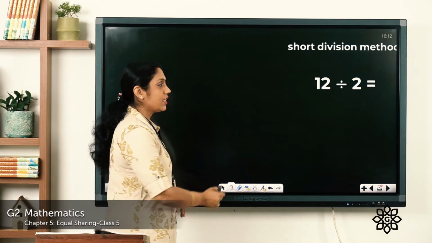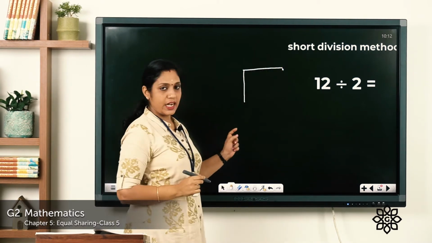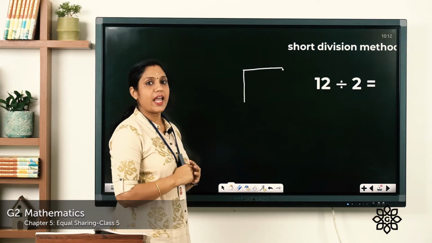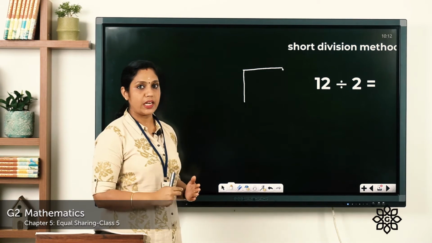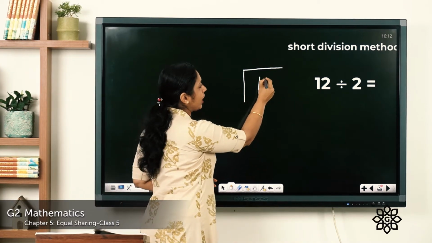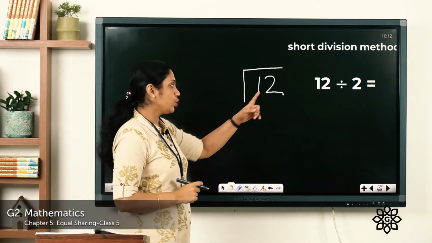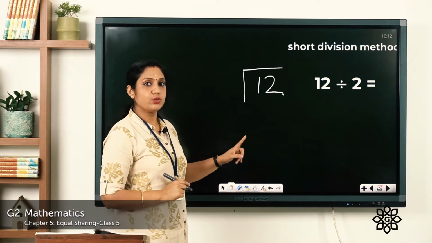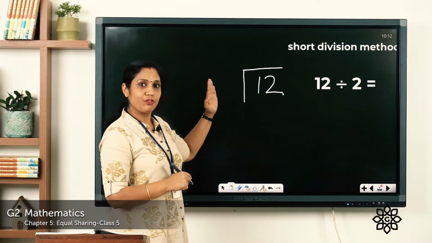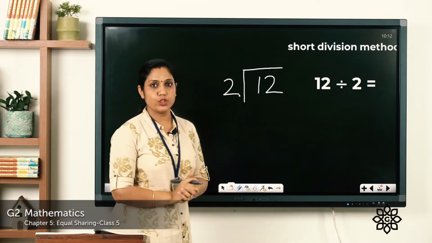For that, let's draw a line, one horizontal line and one vertical line, and the dividend, that is the number 12, you have to write inside this line. That is here, you have to write the number 12. And which is the divisor? 2 is the divisor. So that 2 you have to write before this line. So outside this line, write the number 2.